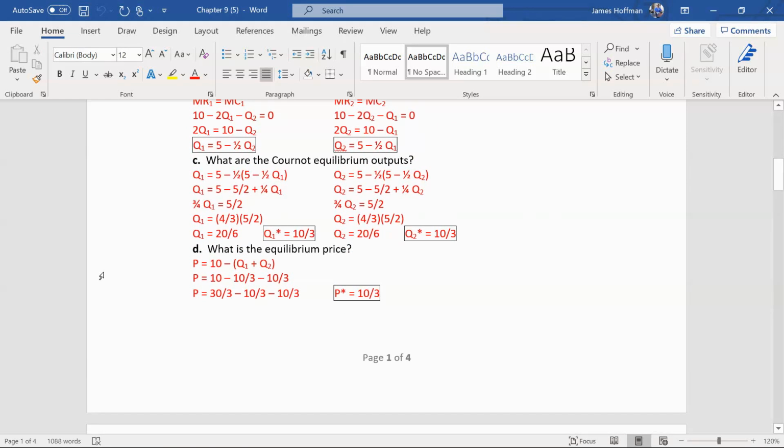Alright, so that's our first example of the Cournot analysis. Any questions on what we did here?